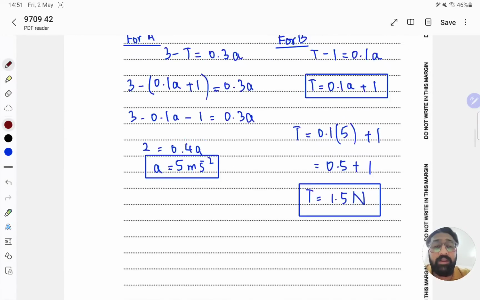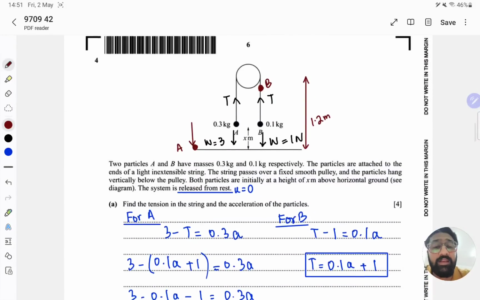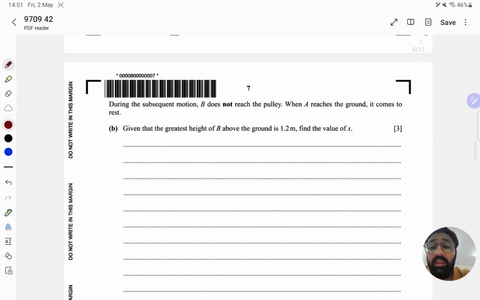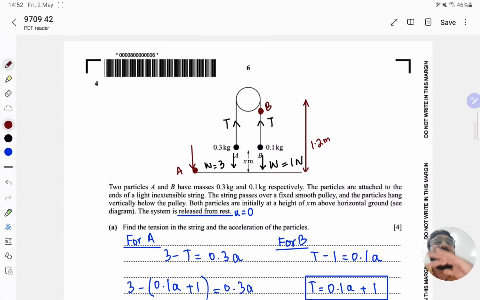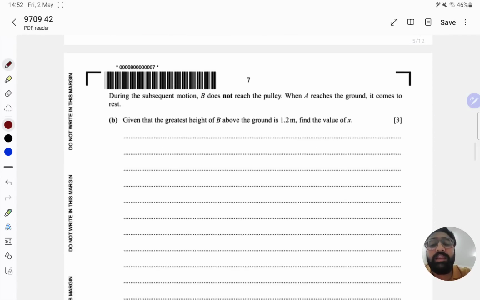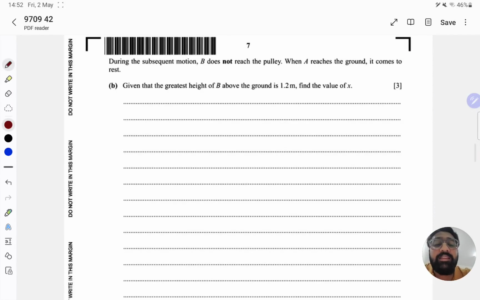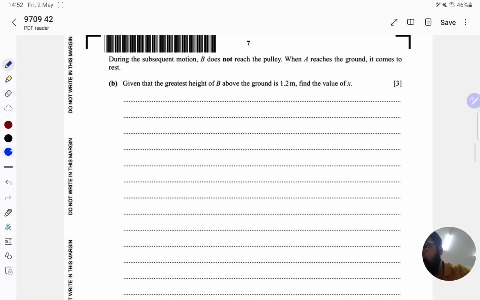Okay, but how much distance is he going to travel? Let's see. Given the greatest height of B above the ground, find the value of X. So we need to figure out the value of X. X is the distance that objects A and B are at the start. So let's start with A first. Let's talk about A.